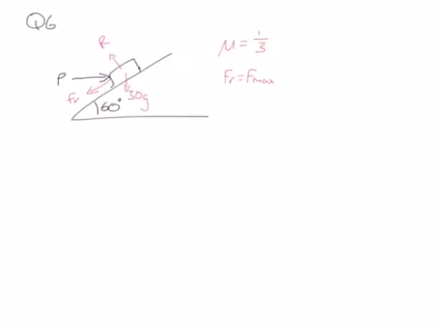So if we put this to the side, and firstly resolve P, if we resolve P up the plane, we're going to have P cosine 60, and then P into the plane is going to be P sine 60. And that's because this angle here is 60 degrees, which is just like having P come out here, with this being 60 degrees.